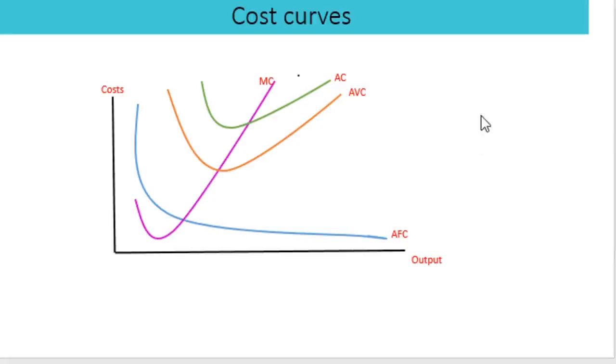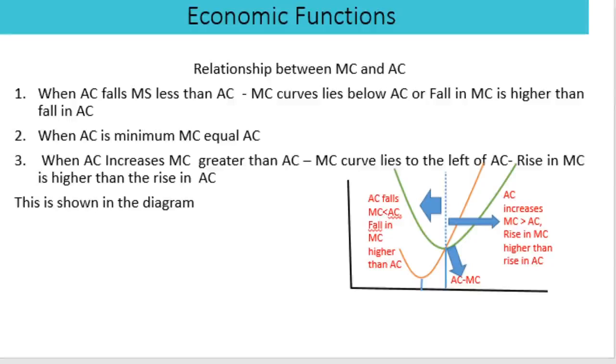In this figure, different cost curves that we have already discussed are summarized. This is the marginal cost curve, then average fixed cost curve, average variable cost, average cost. These are the important cost curves in economics. In this section, the relationship between average cost and marginal cost is explained. There exist three relationships between the average cost and marginal cost. These three relationships are given in the figure.